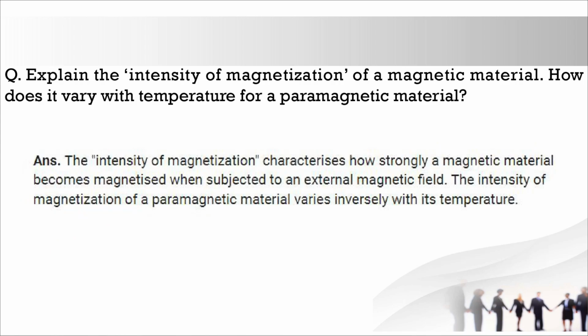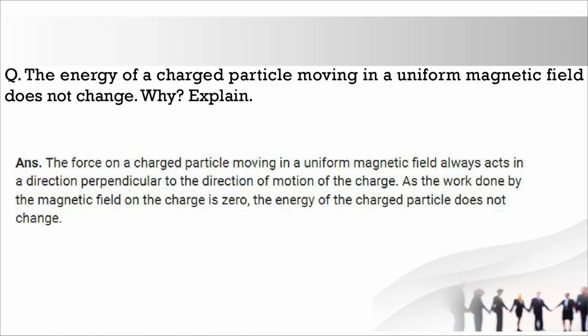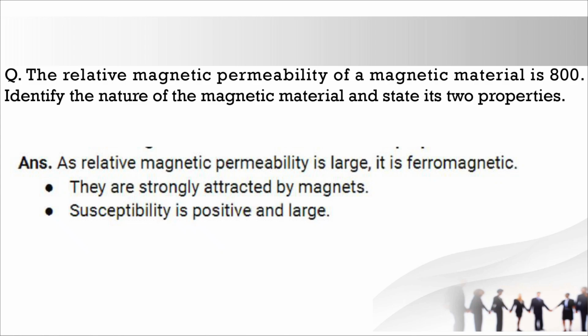Explain the intensity of magnetization of a magnetic material. How does it vary with temperature for a paramagnetic material? The energy of a charged particle moving in a uniform magnetic field does not change. Why? Explain. The relative magnetic permeability of a magnetic material is 800. Identify the nature of magnetic material and state its true property.